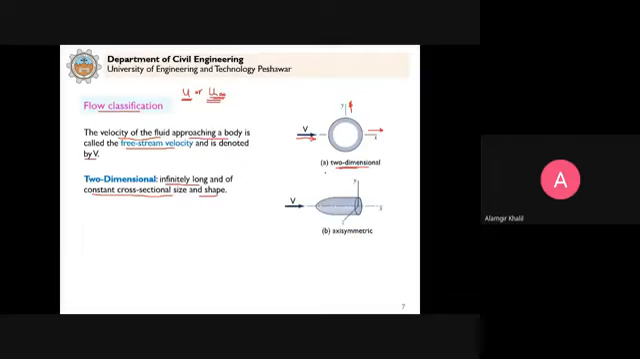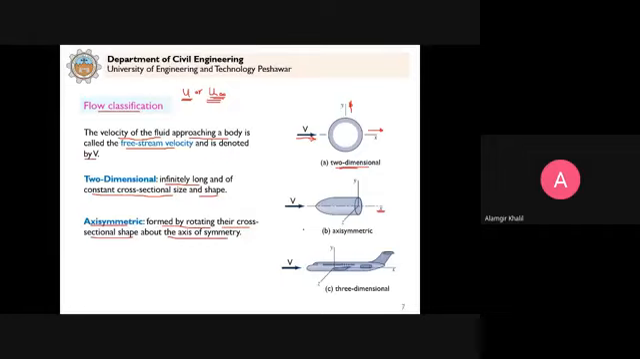The second one is axisymmetric. What do we mean by axisymmetric? Formed by rotating their cross-sectional shape about the axis of symmetry. You can see here, if we rotate this body about this x-axis, there is a symmetry. Clear? So that's why it is known as axisymmetric.